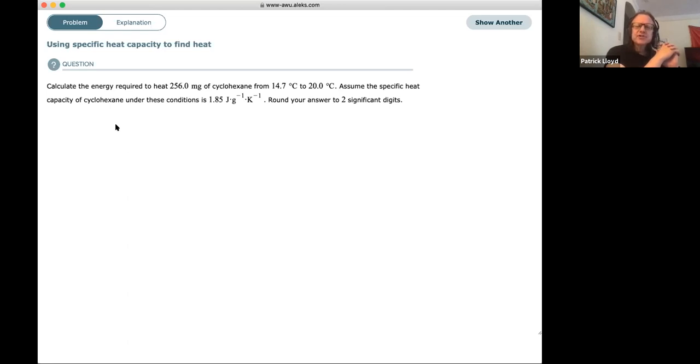When you see those exponents, minus 1 or minus 2, that means divide. So it's really 1.85 joules divided by grams, divided by Kelvin, K for Kelvin. In these problems, you can substitute Kelvin for Celsius, perfectly fine. So you could write it, in fact, I'm going to suggest you rewrite it as 1.85 joules divided by grams divided by degrees Celsius. Okay, so let's take a look at this problem.